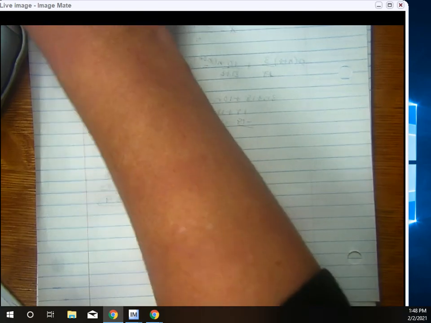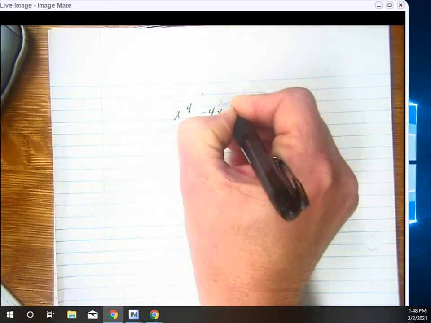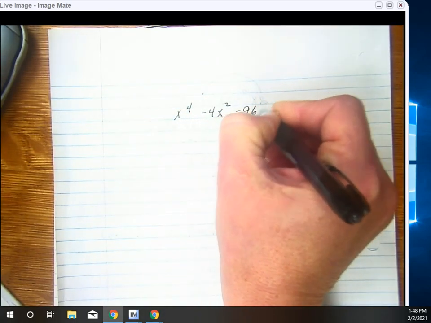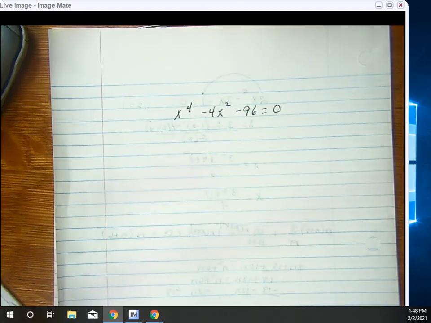You do not have to put it back in as long as you are checking that denominator. It should work out fine. Okay, x to the 4th minus 4x squared minus 96 equals 0. Leading coefficient is 1. Factors of 96 that subtract to give you 4.